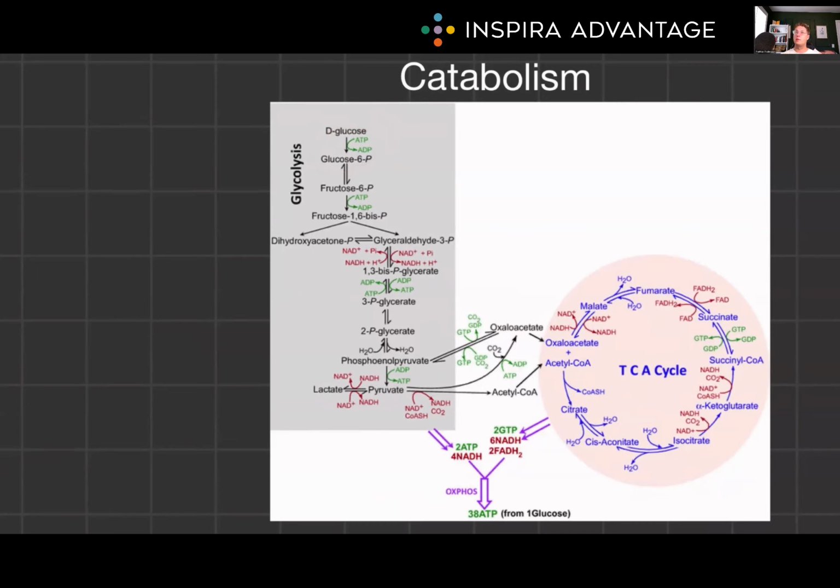And then finally, there's going to be some form of energy storage. So the energy is going to be released during catabolism. It's captured and stored as ATP or other high energy compounds. The acetyl-CoA produced from beta oxidation can then enter the citric acid cycle to actually generate this ATP.